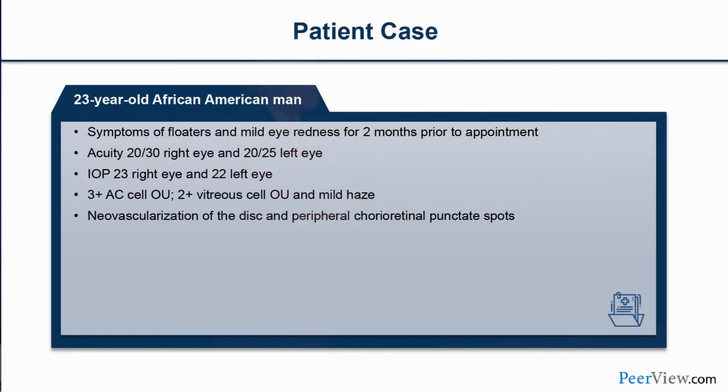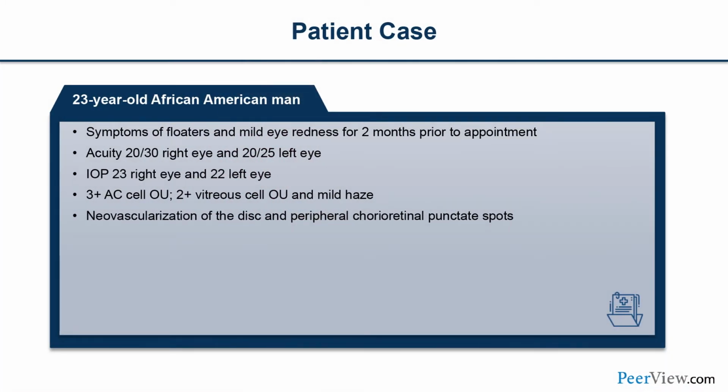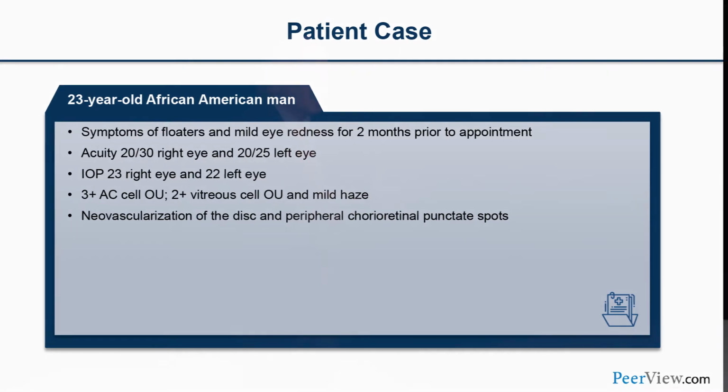So the case is a young man, 23 years old. He had symptoms of floaters and mild eye redness for a couple of months before he consulted with me. His acuity wasn't bad, 20/30 on the right, 20/25 on the left, and his pressures were just above normal. But he had a lot of inflammation.